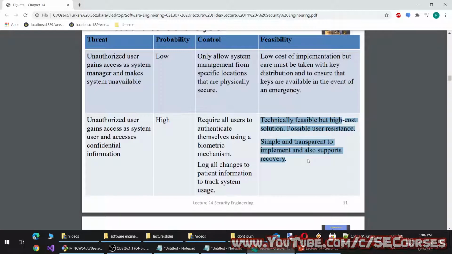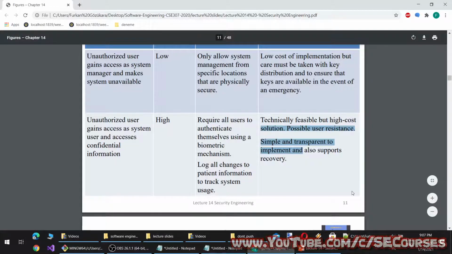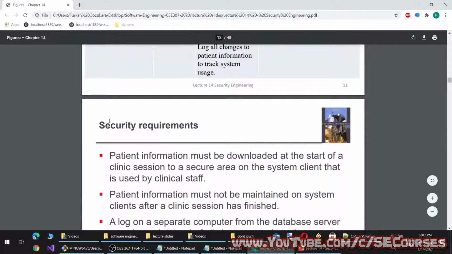Technically feasible but high-cost solution. Possible user resistance. Simple and transparent to implement and also supports recovery. So requiring a biometric mechanism is very hard to achieve. It is technically feasible but high cost. Logging all changes to patient information to track system usage is very easy, simple and transparent to implement. So if such an incident happens, you can then roll back patient information modification and it is done. You have solved the problem.